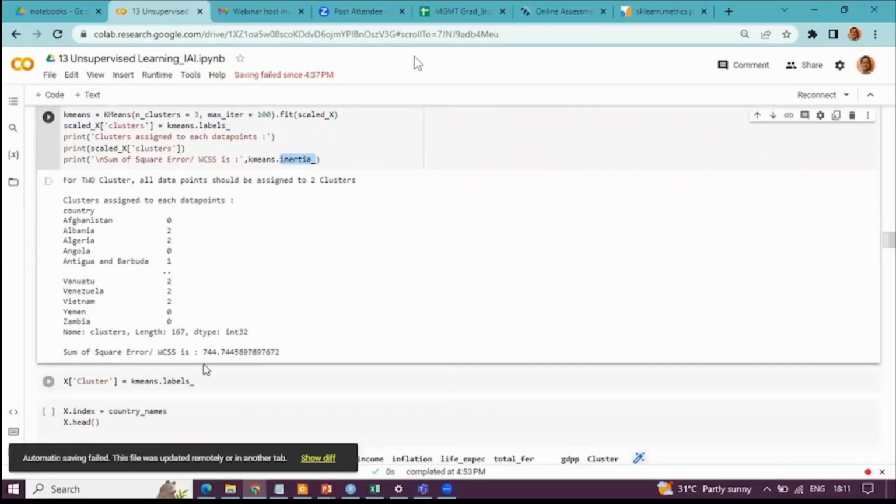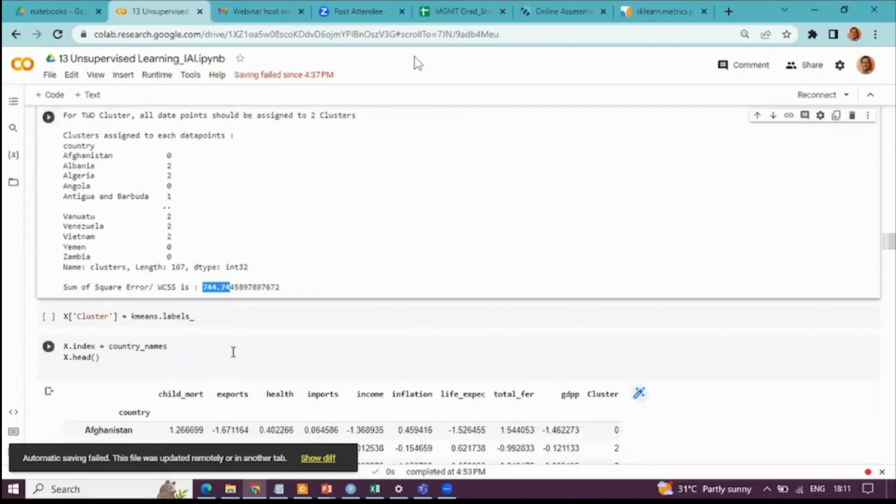Finally, for the 3 cluster solution, you are seeing that the within the cluster sum of squares has come down. From 1500 for the one cluster solution, it was around 1000 plus for the 2 cluster solution. Now for the 3 cluster solution, we are at 744. So as you keep increasing the number of clusters, it might very well be possible that the overall WCSS can keep coming down.